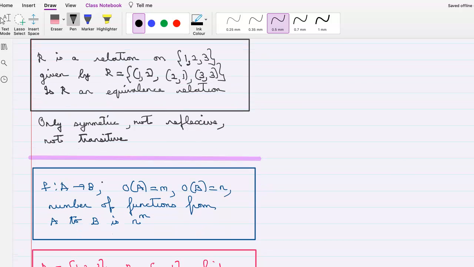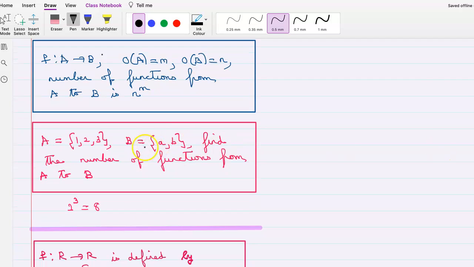So R is only symmetric. Now, f is a function from A to B. If order of A is m, order of B is n, the number of functions from A to B is n raised to m. So, if A has elements 1, 2, 3, and B has elements a, b, find the number of functions from A to B. So, here it will be 2 raised to 3, which is 8, using the above formula.